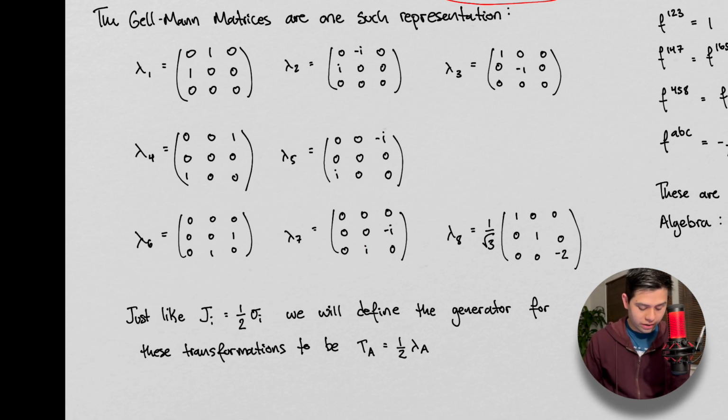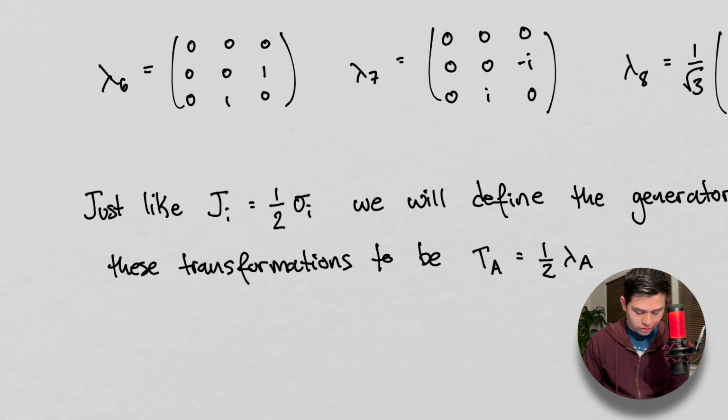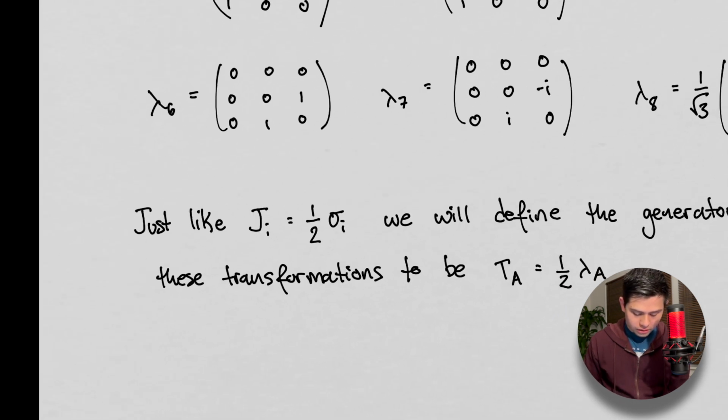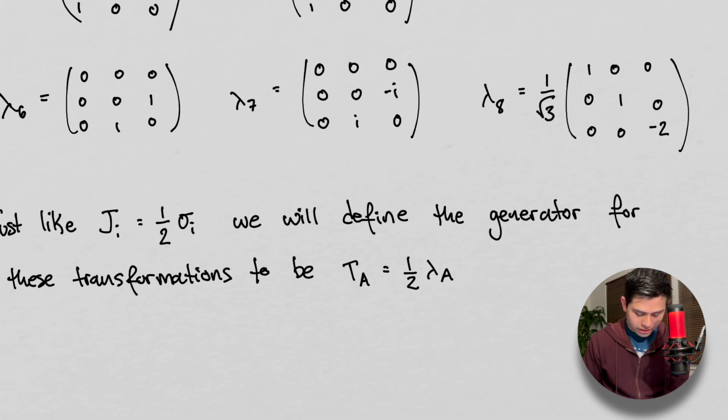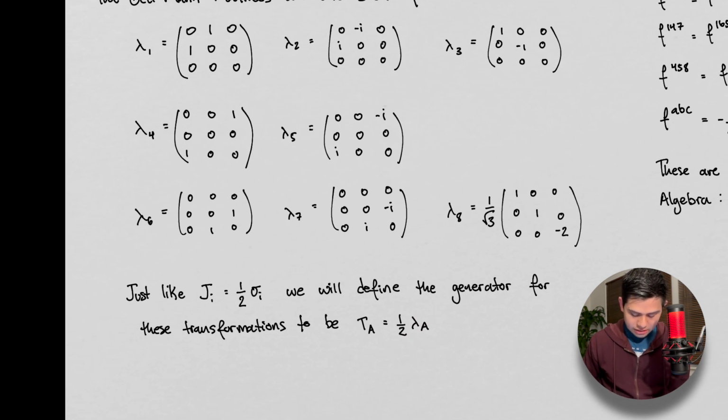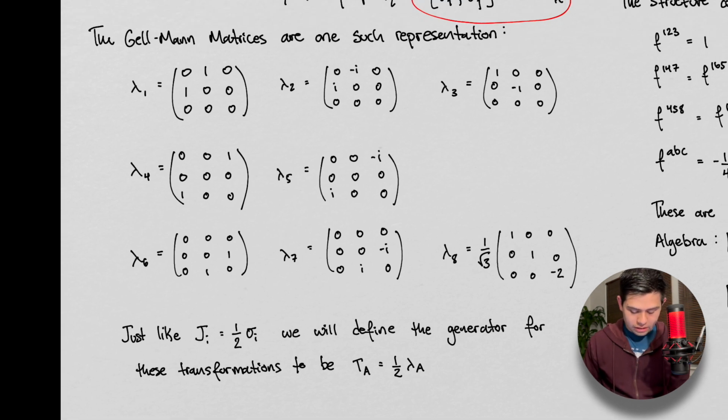And we'll see why. So just like this was our generator for the SU2 transformations, what we're going to do is we're going to say that T_A equals 1/2 of lambda_A, right? And these T_A are going to be the generators, okay? So it's just going to be 1/2. These are all lambdas, right? It's going to be 1/2 of these guys, okay? And those are going to be the generators.